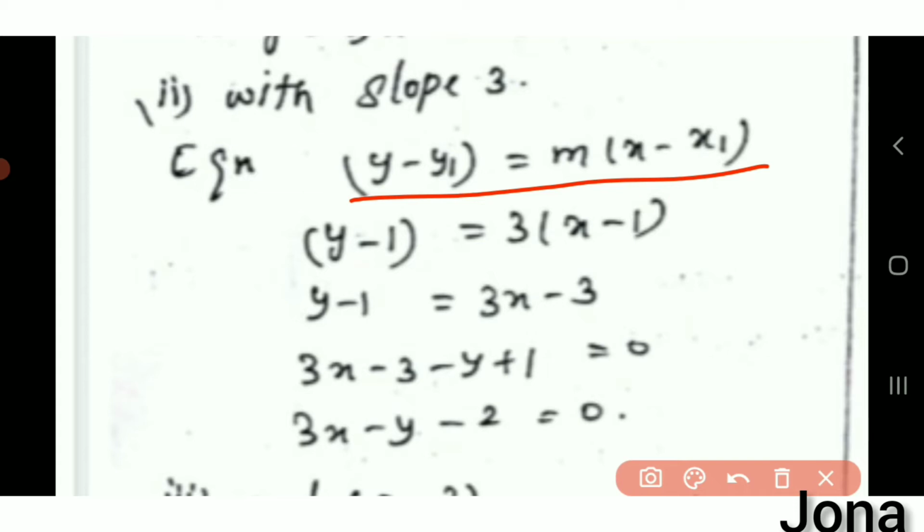Okay. So now substitute the values here. So y minus 1 equal to 3 into x minus 1. So y minus 1 equal to 3x minus 3. So we have to simplify everything and take this to the left hand side. Now we got 3x minus y minus 2 equal to 0.